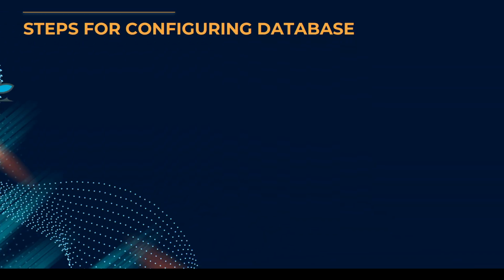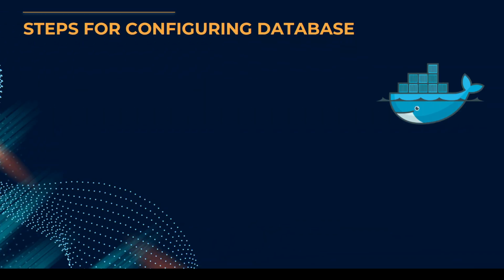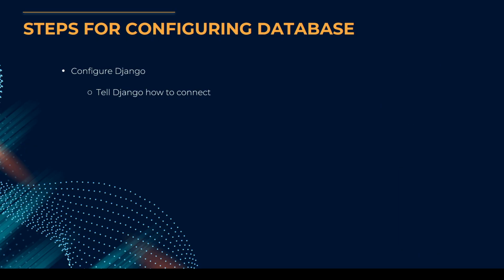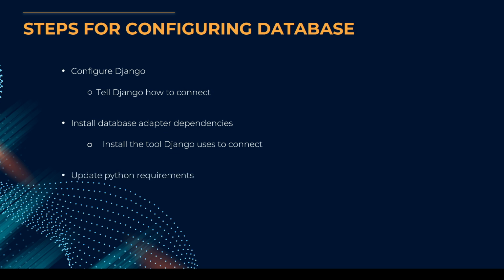In this lesson, we are going to cover how to set up Django and configure it for our database. So the steps for configuring the database are first to configure Django, and this means basically telling Django how it's going to connect to our database. Then we have to install our database adapter dependencies. So these are the dependencies that are required inside our Docker container in order for Django to connect to our database. And then finally, we are going to update our Python requirements to include the Postgres adapter that Django needs in order to connect.